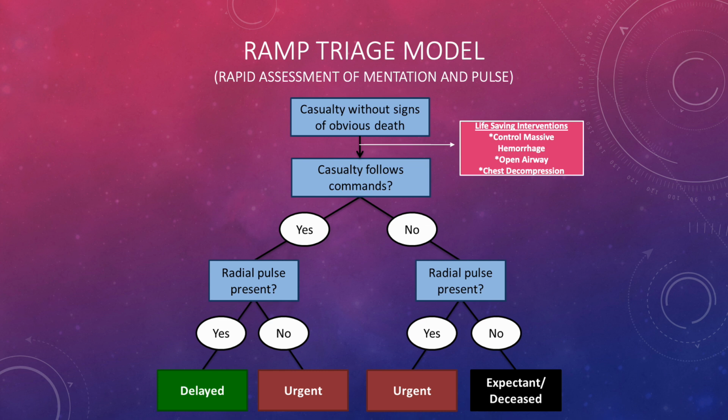This is very simple by just asking them their name and requesting that they follow your finger or lift their arms into the air. We then know if cognition is intact or not. Next is radial pulse. This is a sign that they are perfusing enough if they have a radial pulse. So if they follow commands and have a radial pulse, then they are green. If no radial pulse, then red. If they do not follow commands and no radial pulse, then they are expectant or deceased. It's important to note that for pediatrics, the only change is that we will check a brachial pulse instead of a radial pulse.